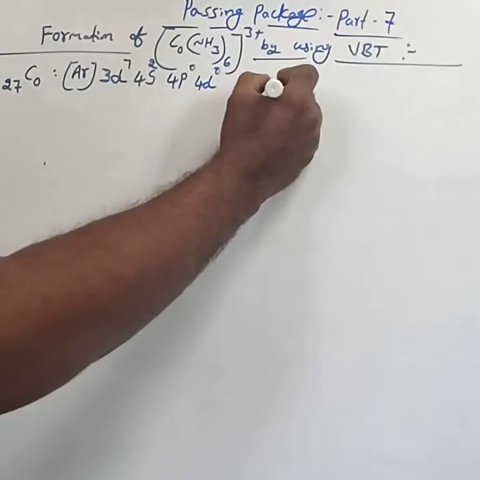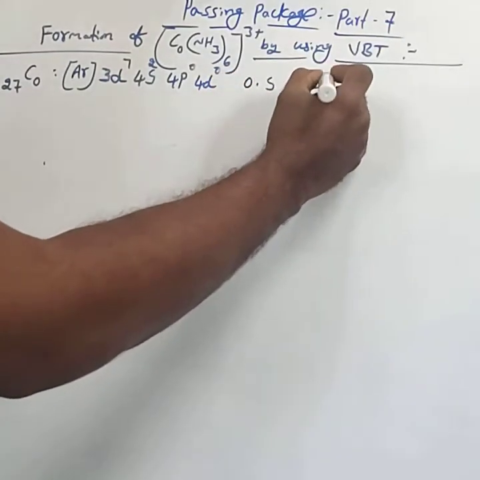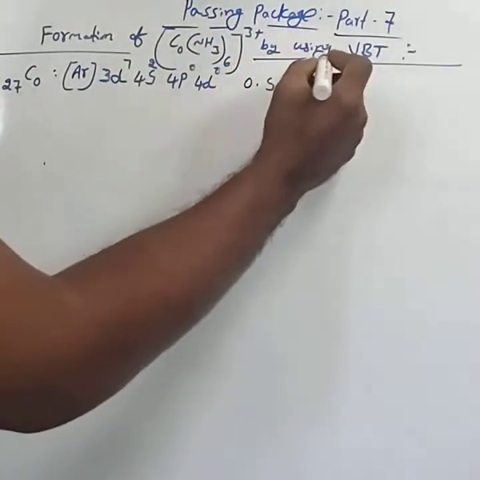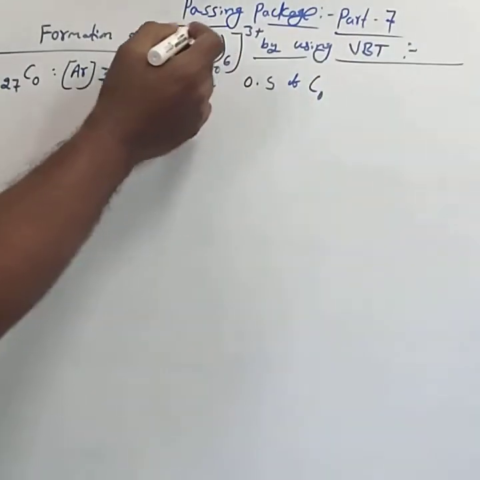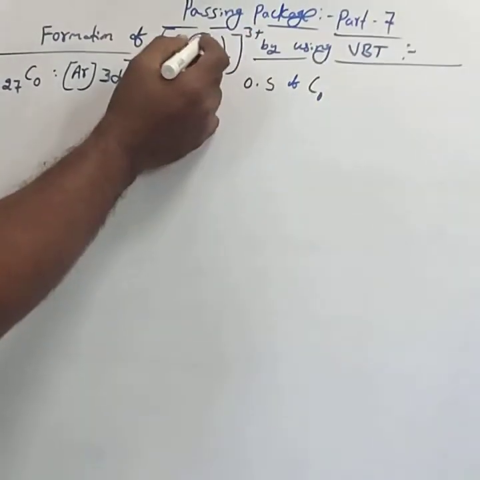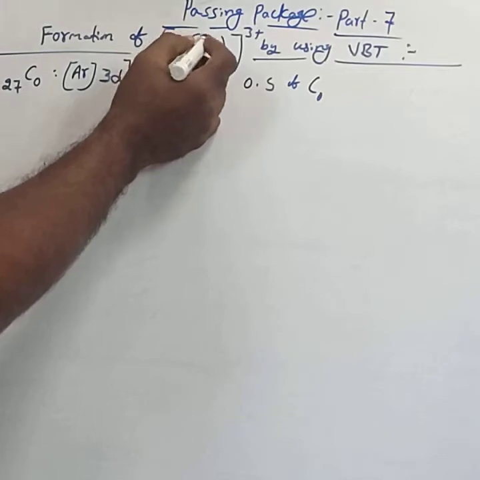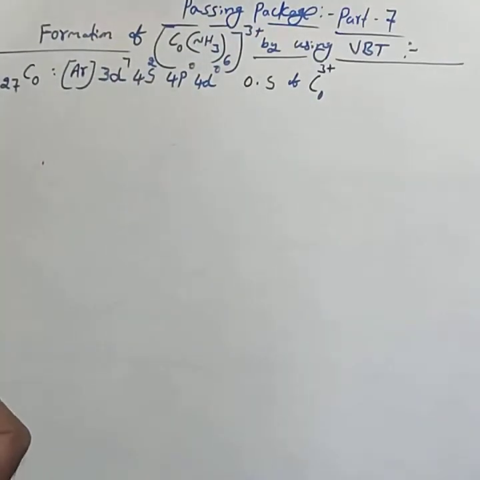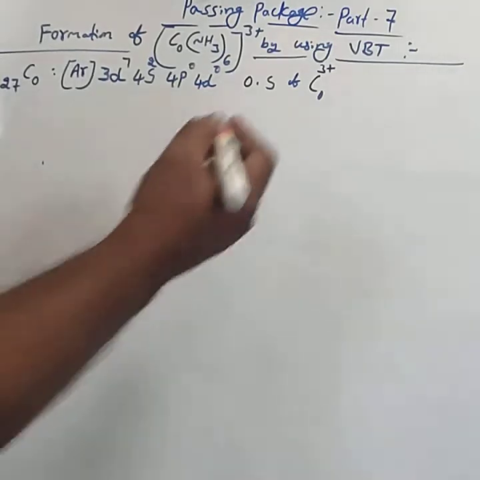Oxidation state of cobalt in this complex is 3+, because NH3 is a neutral ligand, its charge is 0. The charge on the complex is 3+, so the oxidation state of cobalt is 3+.